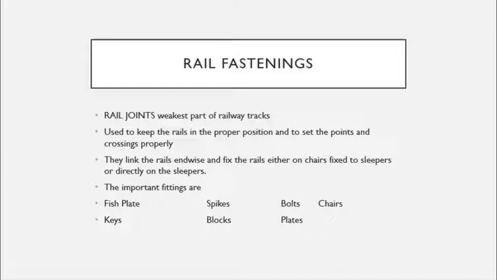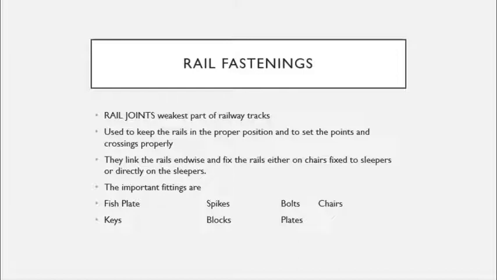For that, we depend on the rail fastenings. The rail fastenings are used to keep the rails in proper position and to set the points and crossings properly. Otherwise, it will move when the huge load comes over it. That should not happen. So, in order to avoid the risk caused by these dynamic loads, we have to fix these rails properly.